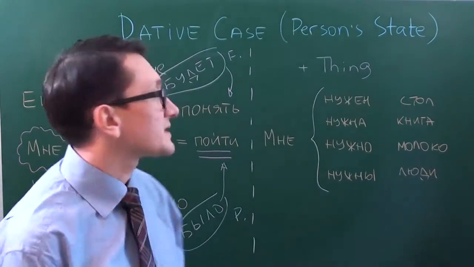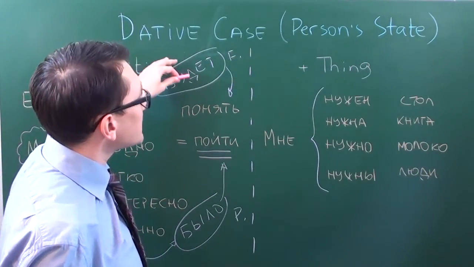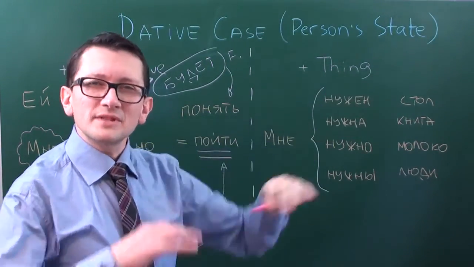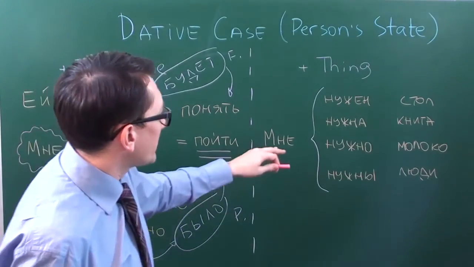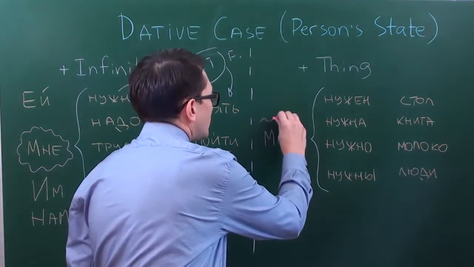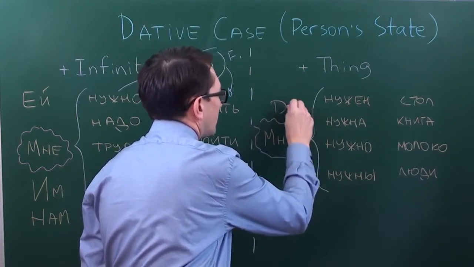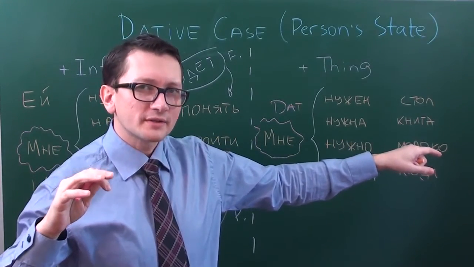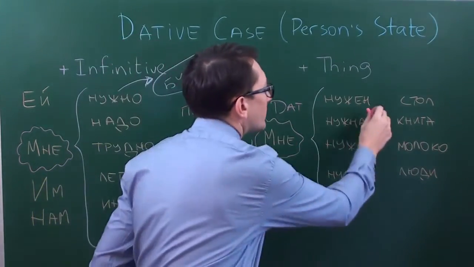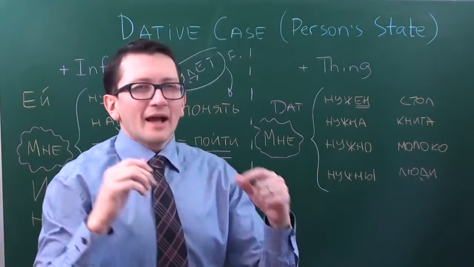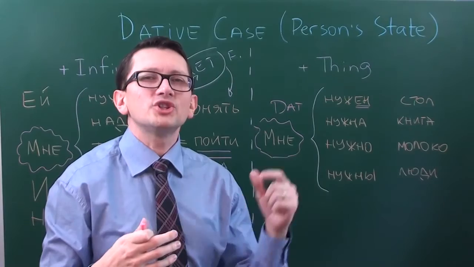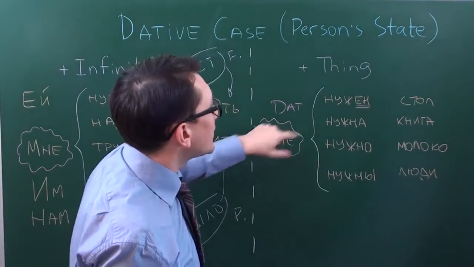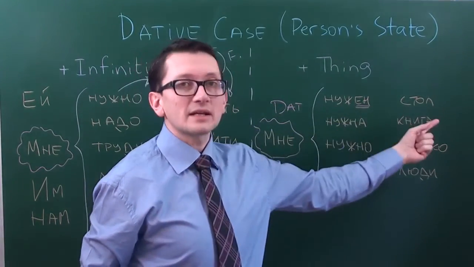But this is not all, as we have already spoken that we may also use the dative case with reference to the present state, speaking about some different objects and things. Okay, let's look in here. Мне, and again, this is the dative case. Мне нужен стол. And if we speak about things, we then also remember that we need to follow the gender. Either it is masculine, feminine or neuter. Alright? Мне нужен стол. I need a table.